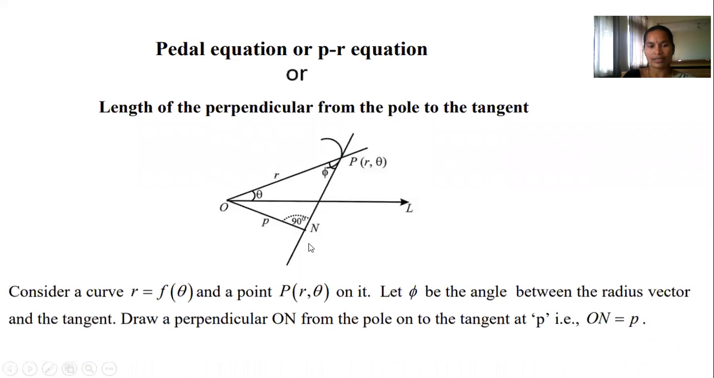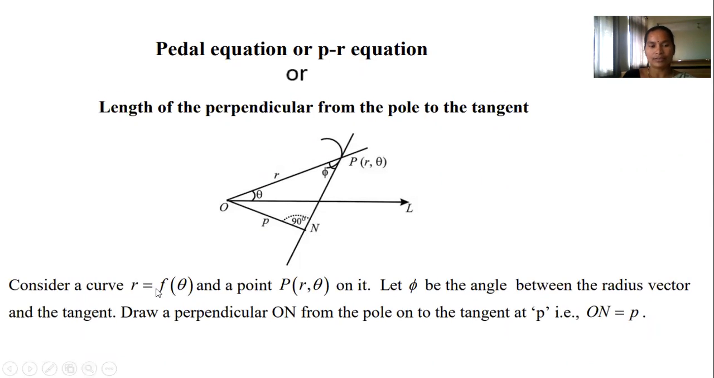In the description, we consider a curve r = f(theta) and a point P of (r, theta) on it. Phi is the angle between the radius vector and the tangent. Also we have drawn a perpendicular ON from the pole to the tangent at the point P. That is ON, which we are considering as p.